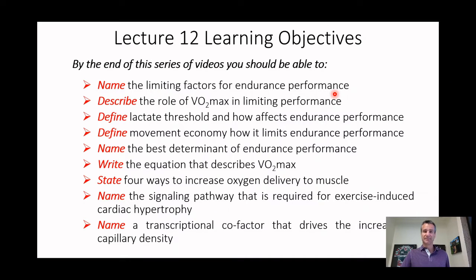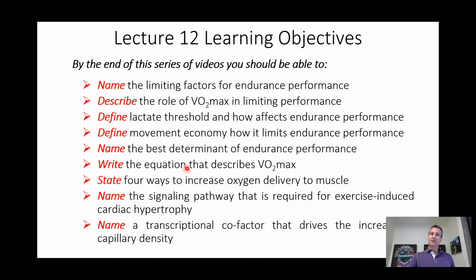our endurance performance, describe the role of VO2 max in performance, define lactate threshold and how it affects endurance performance. You should be able to define movement economy and how it limits endurance. Name the best determinant of endurance performance, which is a combination of lactate threshold and movement economy, which we know as the power, velocity, or speed at lactate threshold. So the higher your speed, your power, your velocity at lactate threshold, the faster you're going to be in an endurance race. Okay, and that's really the best determinant of endurance performance.